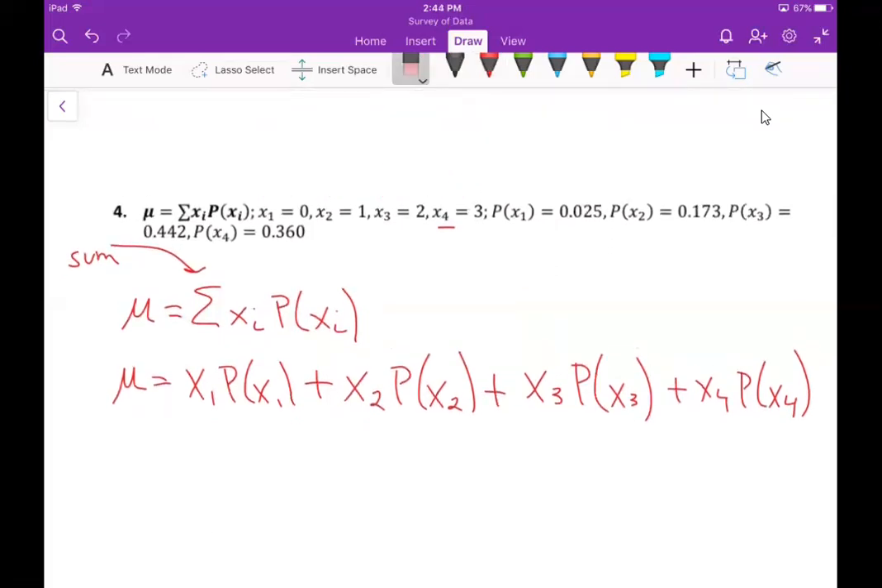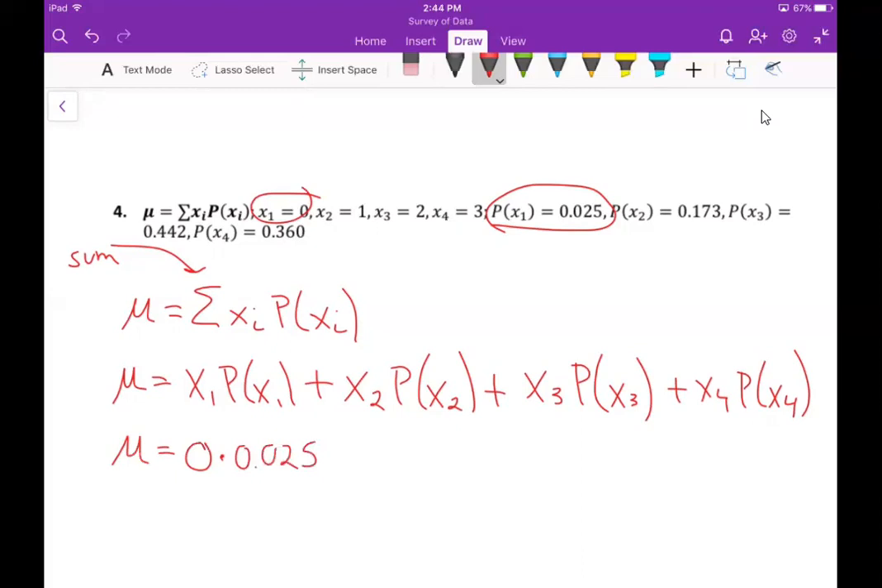There we go. Okay, so I'm given x1 is 0. I know that as I'm looking for mu, because mu is not in my list, that fancy u, x1 is 0 right there, P of x1 is 0.025. These two things are being multiplied together here, so these need to be multiplied together here.